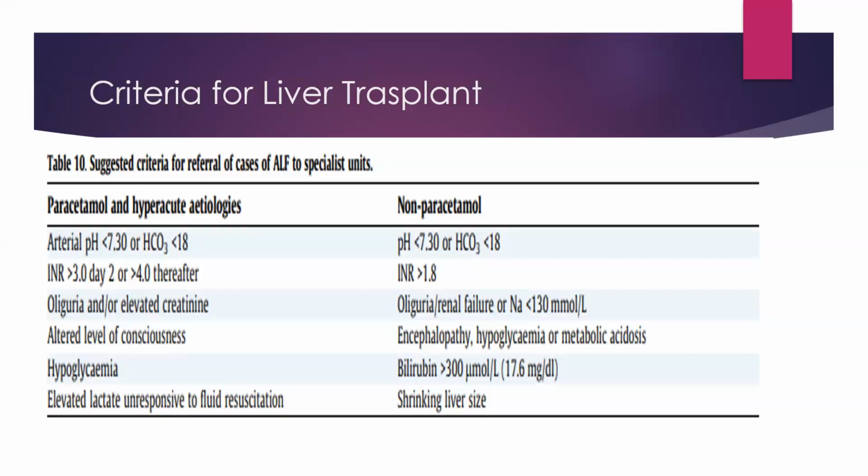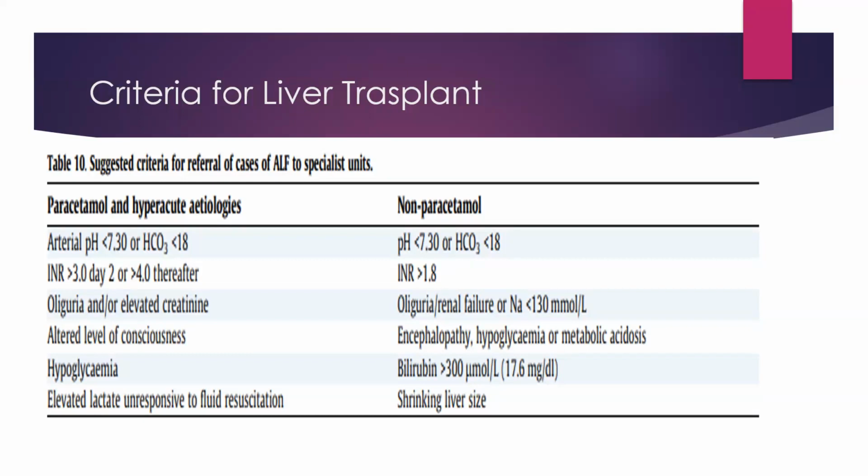Now, if we want to transfer this patient to the tertiary care, then what should be the criteria? So we are following this King's College criteria for transfer of the acute liver failure patient. Like paracetamol and hyperacute etiologies, the pH should be less than 7.3. Bicarb should be less than 18. INR should be more than 3 on day 2 and 4 thereafter. Oliguria, elevated creatinine, altered level of consciousness, hypoglycemia, and elevated lactate unresponsive to fluid resuscitation.